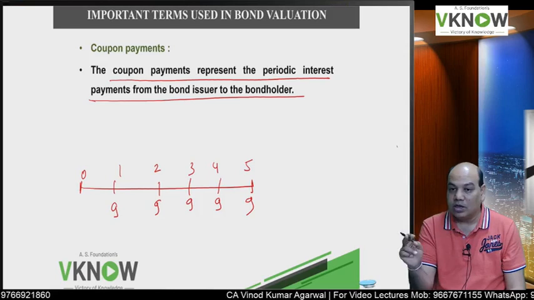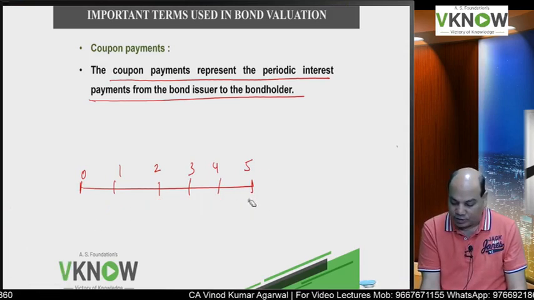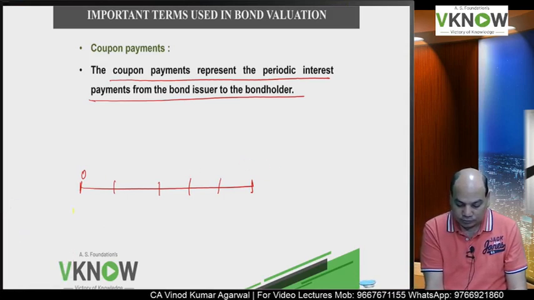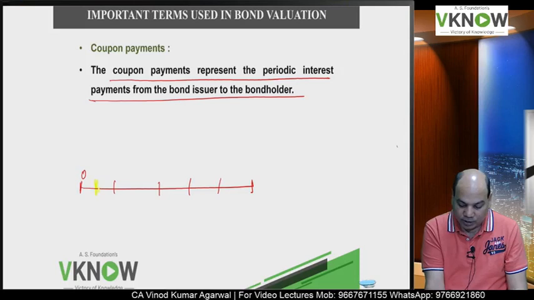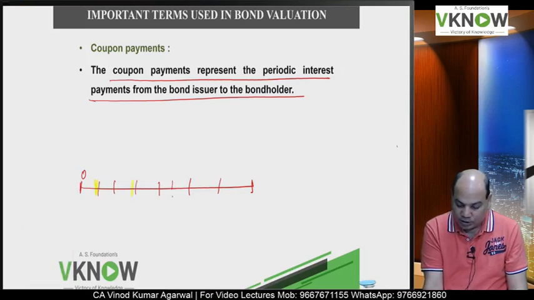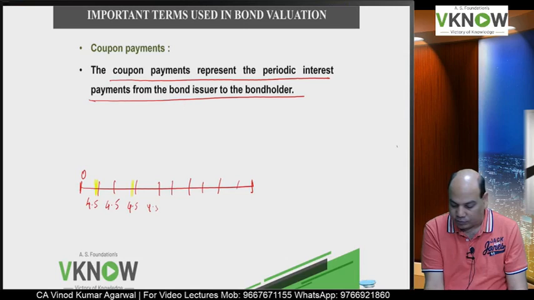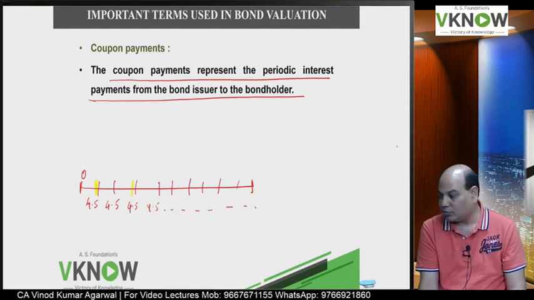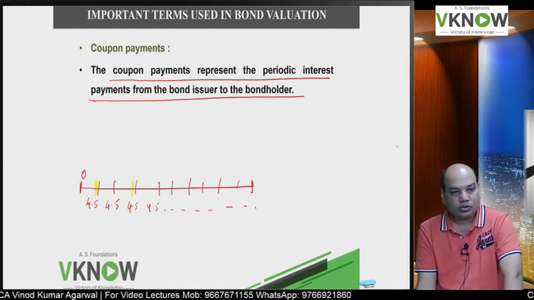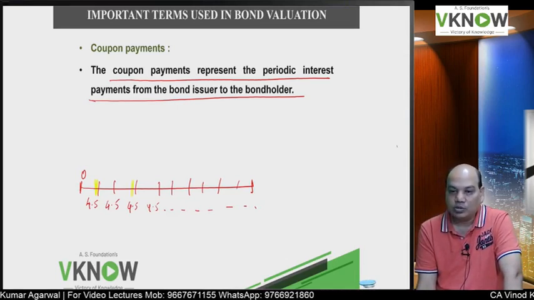Now if it is a semi-annual bond, what will happen? If it is a semi-annual bond, then every year coupon will be paid after 6 months. Coupon will be paid after 6 months. So you will pay 4.5, 4.5, 4.5, 4.5, 10 times you have to pay. So now will you assume annual coupon bond or semi-annual coupon bond?